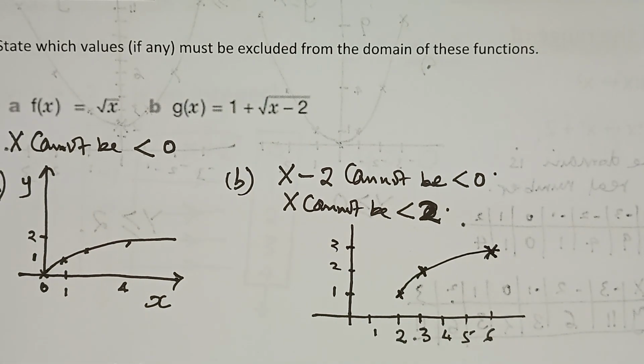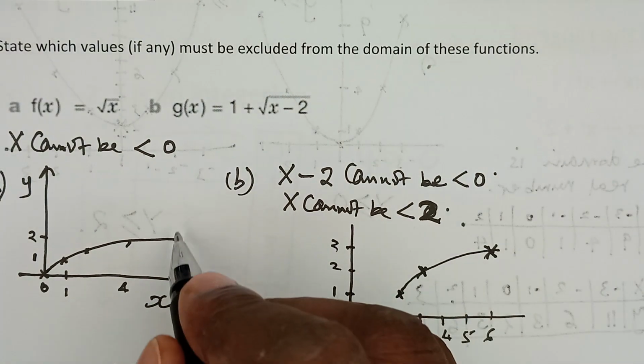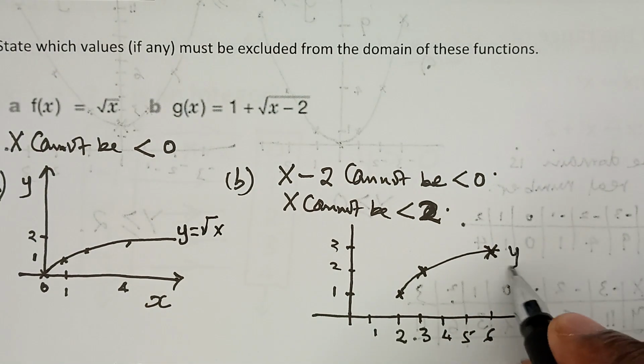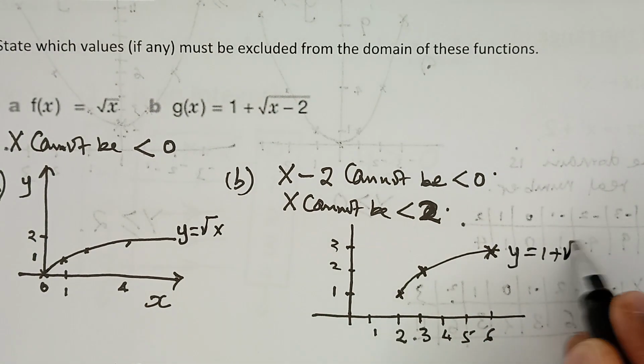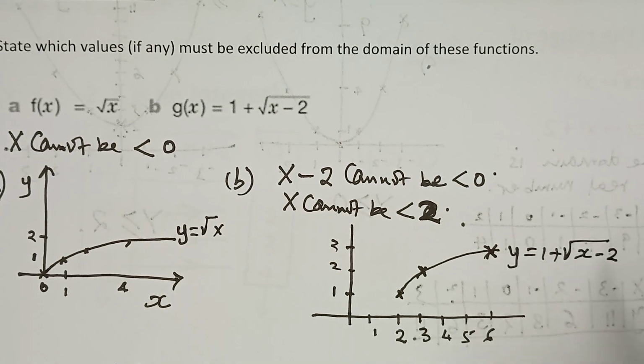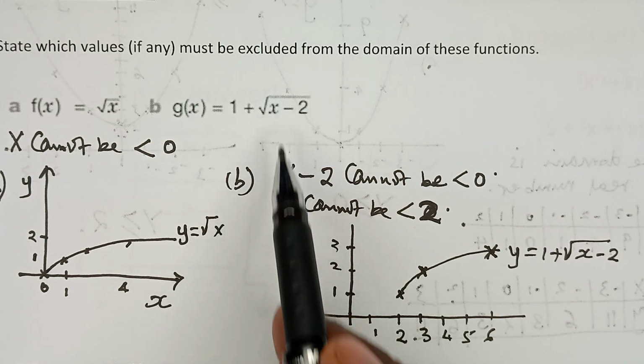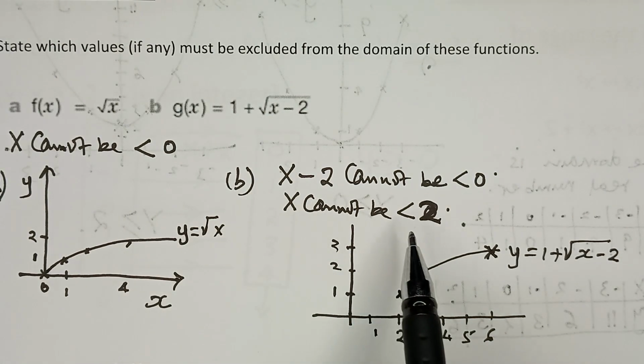But you realize that that graph is not showing anything when x is less than 2. So this is the graph of y is equal to the root of x, and this is the graph of 1 plus the square root of x minus 2, and that is exactly what we were to show. In summary, in part A, x cannot be less than 0, and in part B, x cannot be less than 2. And that is now the solution to that question.